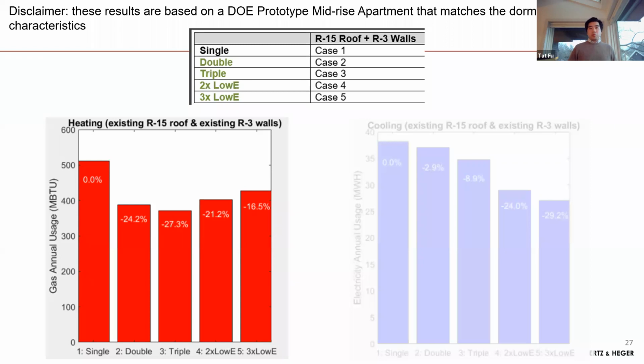You can see that with a double pane window, we can reduce heating energy by about 24%. Triple pane reduces a little bit more, 27%. And then in cases 4 and 5, the heating actually goes back up a little bit. Next, please.